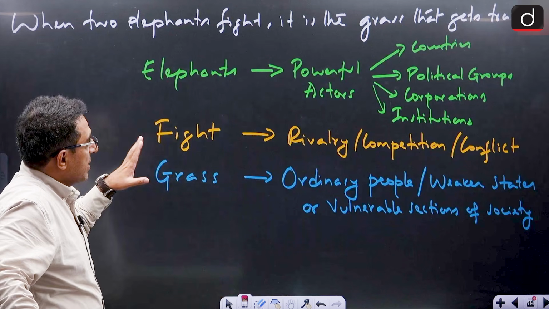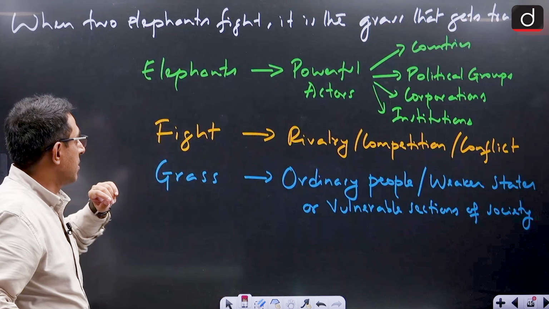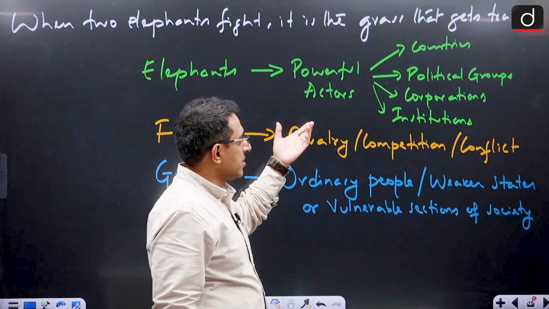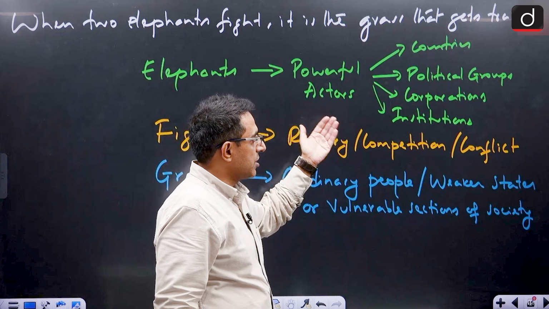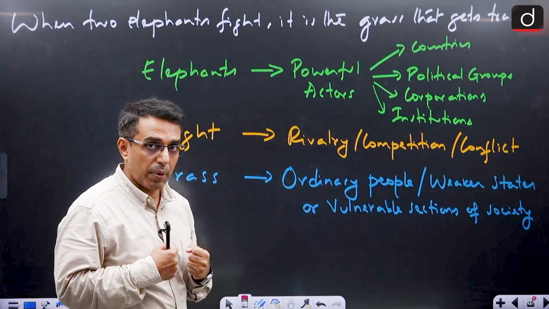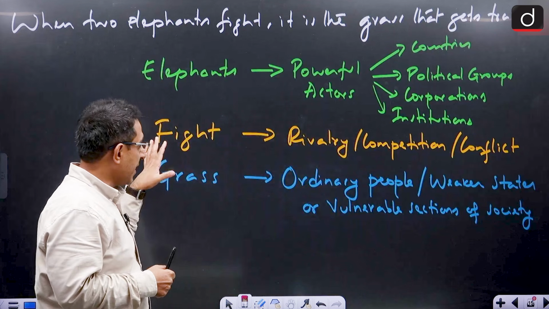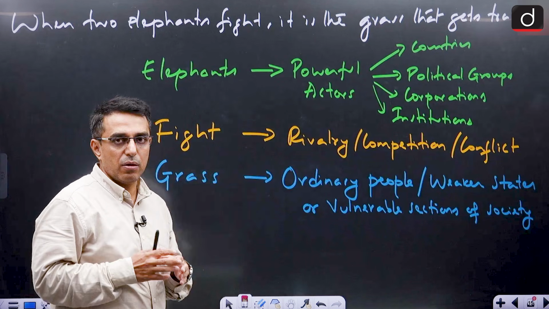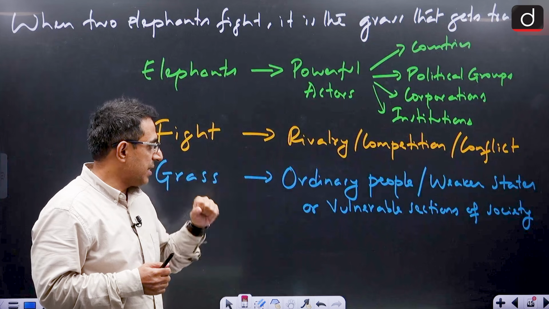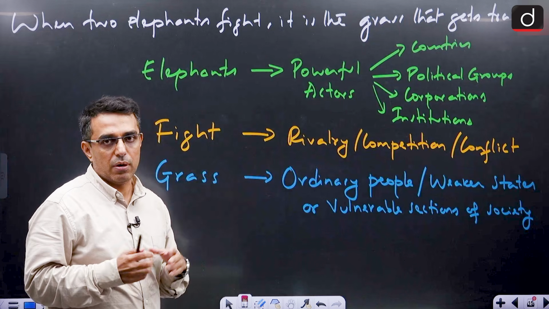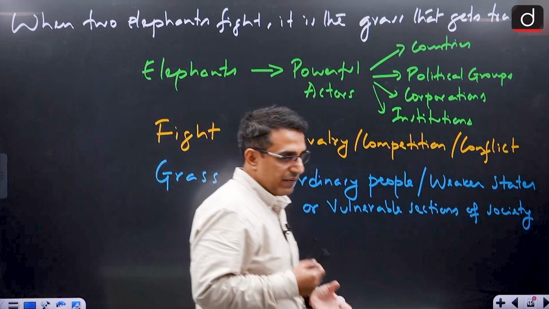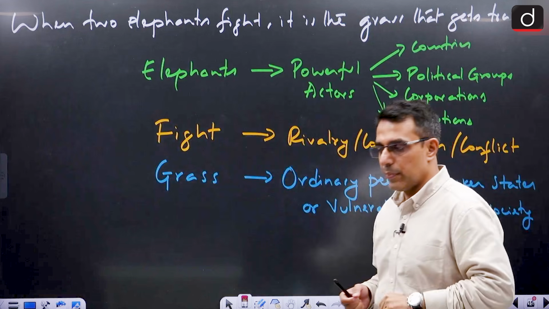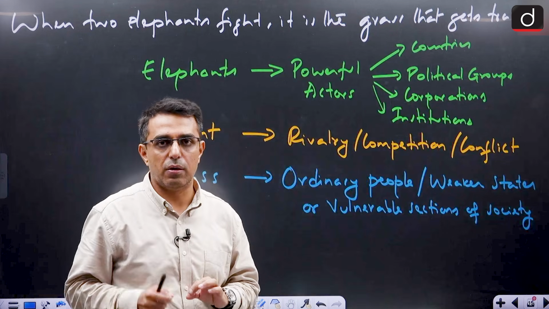When two elephants fight, it is the grass that gets trampled. So here, what is the meaning of elephants? Elephants basically means powerful actors. They can be countries, political groups, corporations, institutions, etc., who are powerful, right? And fight means rivalry, competition, conflict, and grass basically means the ordinary people, the weaker states or vulnerable sections of society, who are at the receiving end. They are not involved in the fight, but they are part of the collateral damage. So that is the core meaning of this essay.